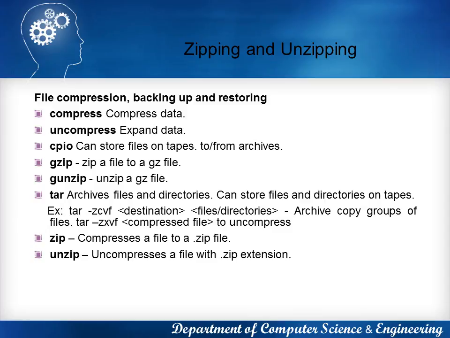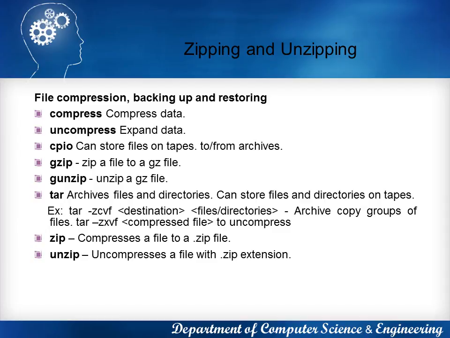Now finally we have the last concept: how we are going to zip and unzip files. What is meant by zipping and unzipping? We are going to reduce the size of the file, compression and uncompression. It is also called file backup and restoring. To compress the file or zip the file, we use the compress command or the zip command. Uncompress is to expand the data, or unzipping.